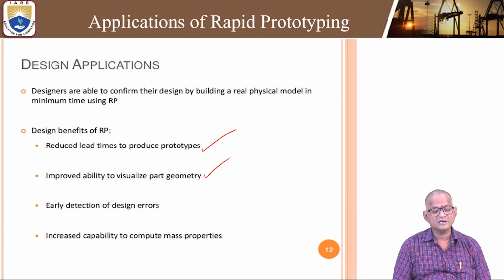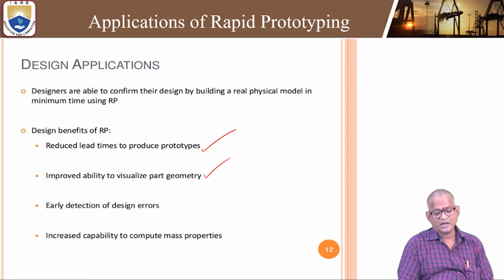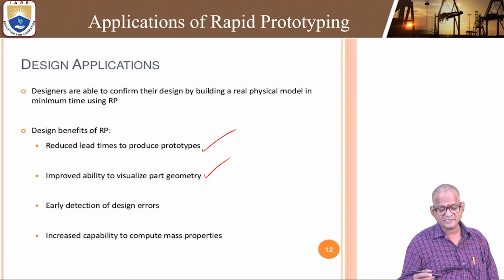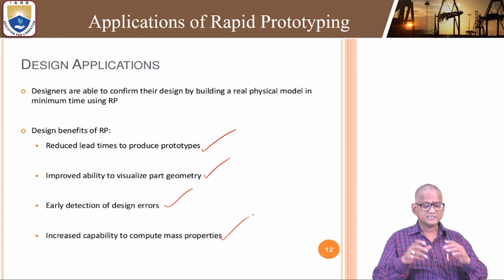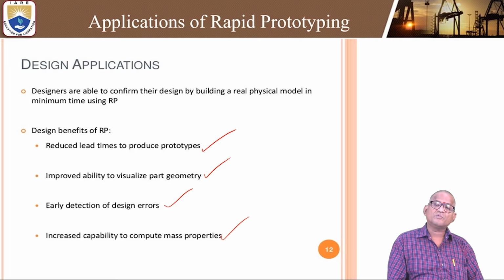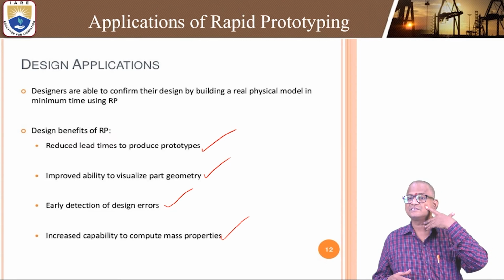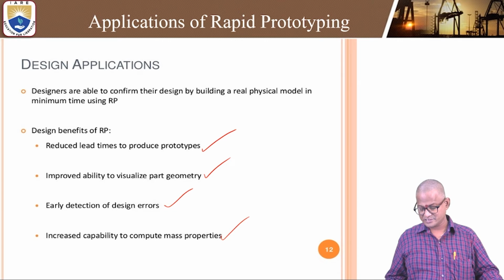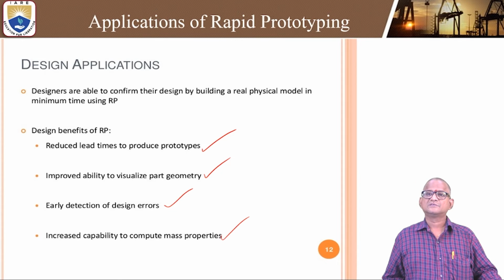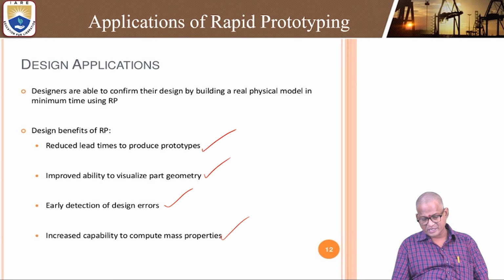So this is how the application of 3D design and models works. And there is an increased capability to compute mass properties such as density, temperature, width, and length. These properties can also be improved in design applications. So this is about the application of rapid prototyping.